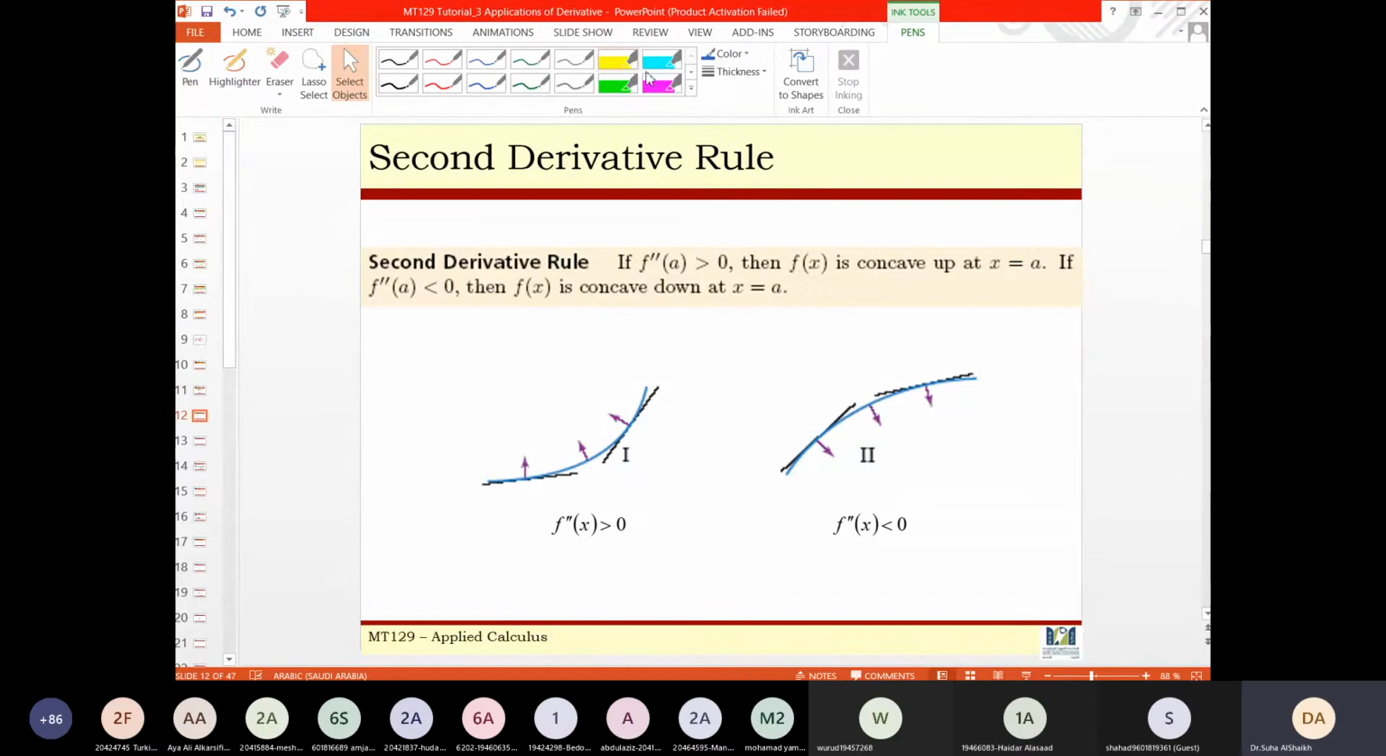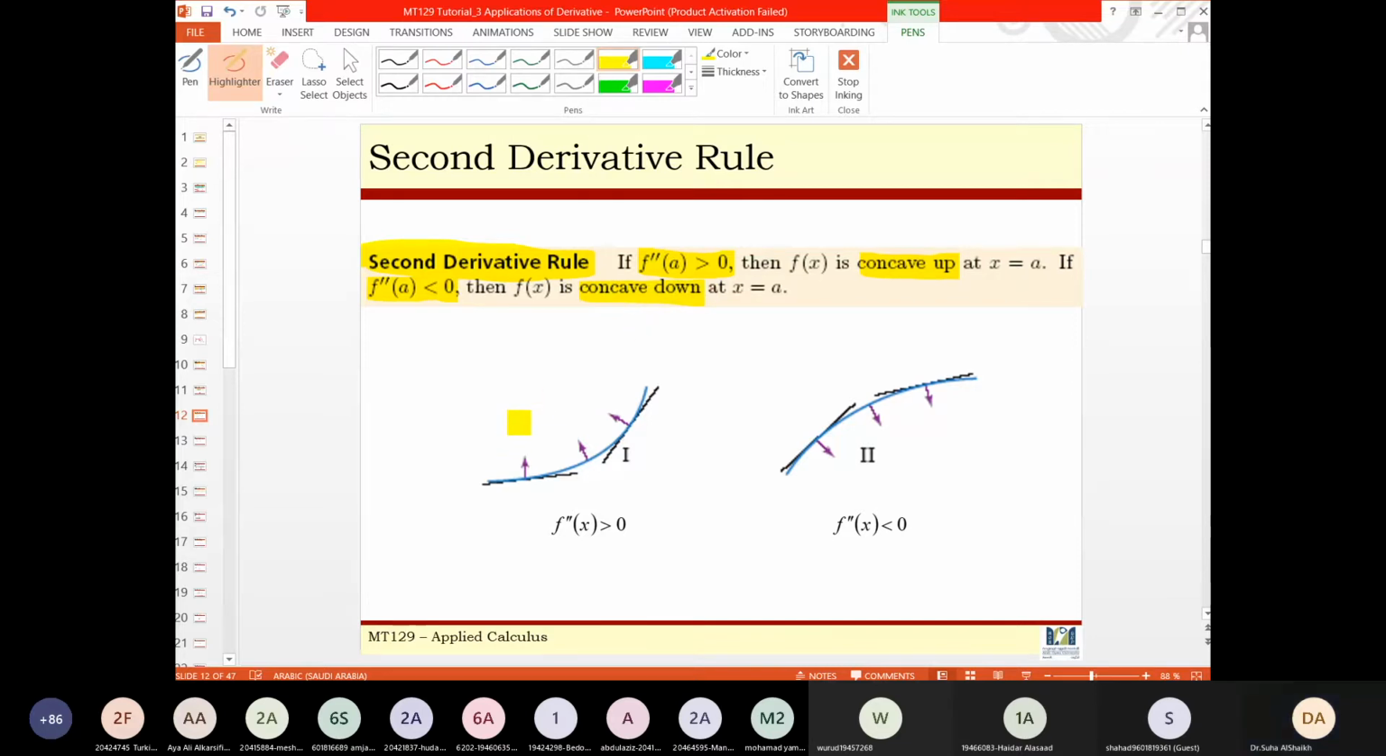Now that was the first derivative rule. We have the second derivative rule. As the name says, it has to do with the second derivative. If the second derivative of a function is positive, the function is concave up at this point. If f double dash is negative, then f is concave down at this point.